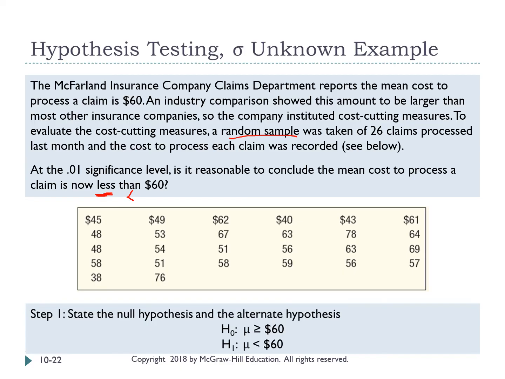Now, after having all this information, you should proceed with your 6 steps of hypothesis testing. The first step is to write your H null and H1, and you know that you have to start with H1. So how do you write your H1? You have to read the question. Is it reasonable to conclude the mean is less than $60? So your mu is less than 60. And how about your H null? The H null should have the opposite sign of your H1 and also contain the equal sign. So mu should be bigger than or equal to 60. Okay?